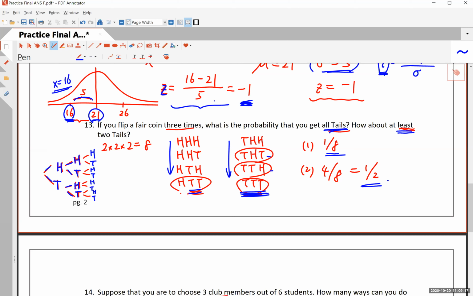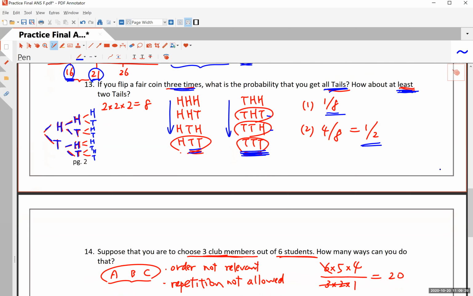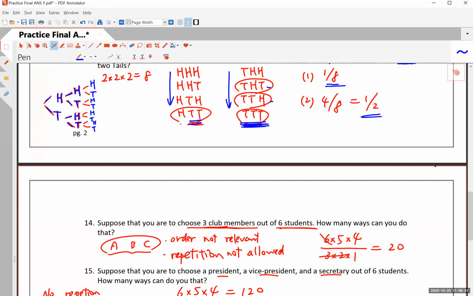And 4 out of 8 is also equal to 1/2. If the numbers become really big, like if you have 10 coins, it will be much more difficult. There are ways to count these complicated probabilities, but we will not get into this. We'll stay with small numbers.